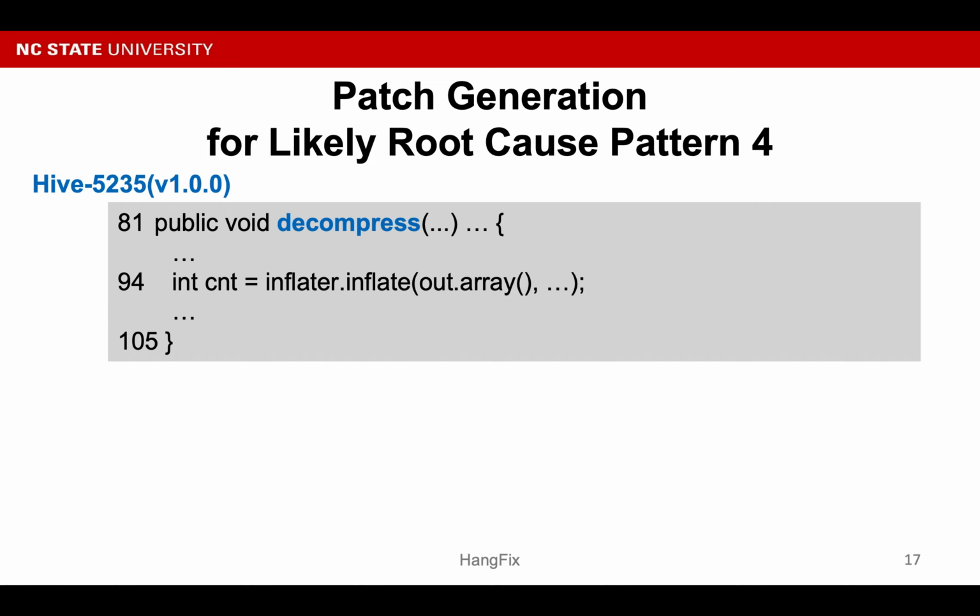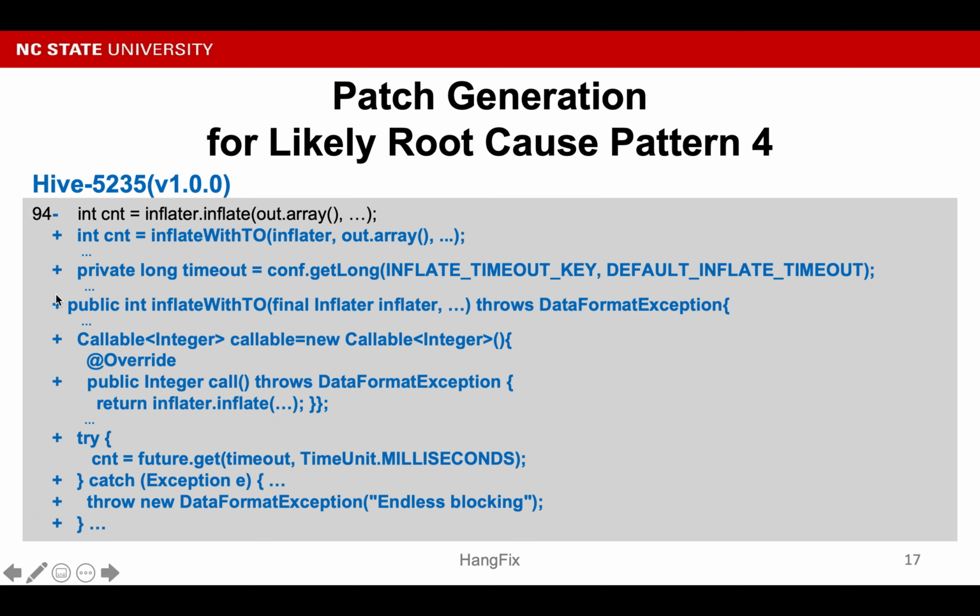To patch this bug, we replace the inflate function with the inflate with TO function. We put the inflate function into a callable thread, as shown here. And we leverage the future.get method to add a timeout mechanism. The timeout value is configured here.